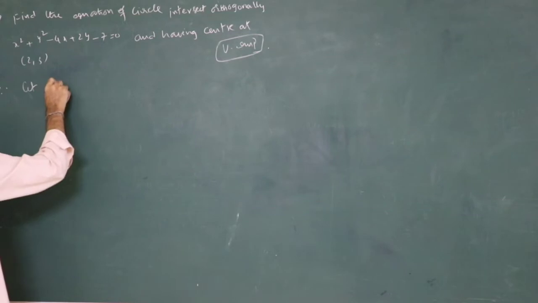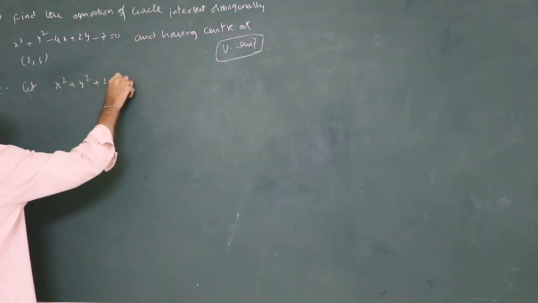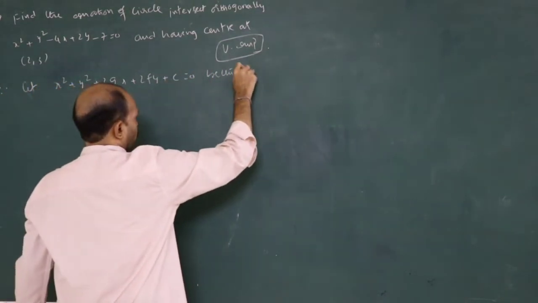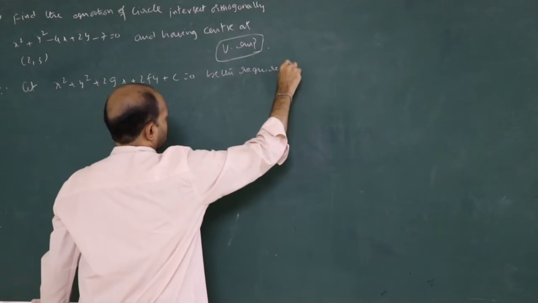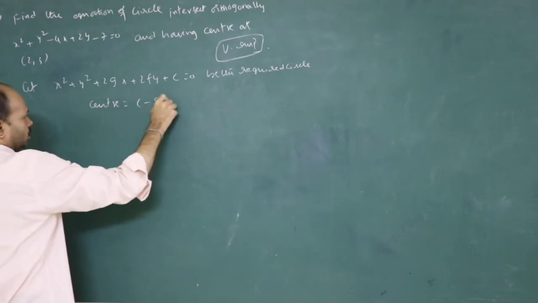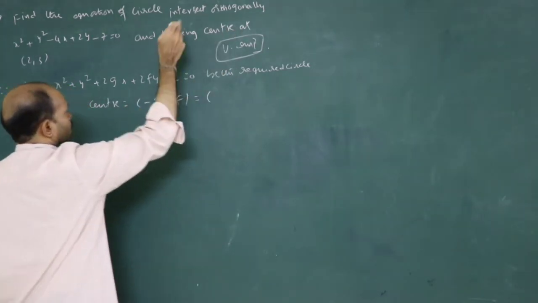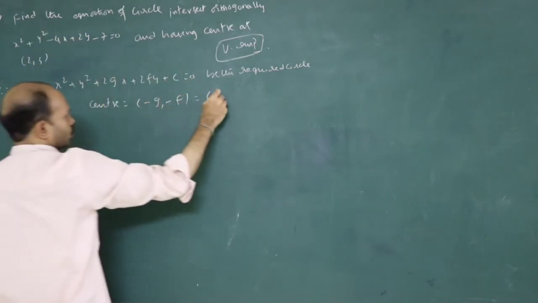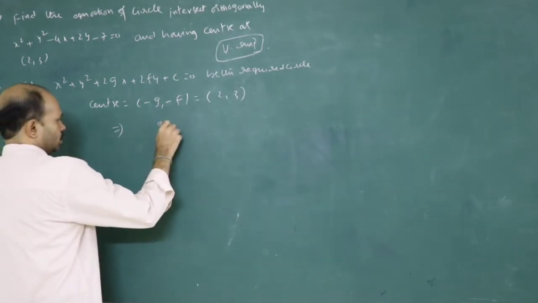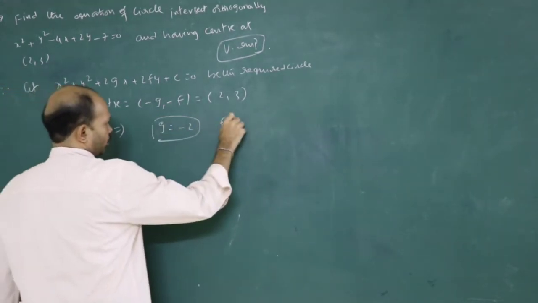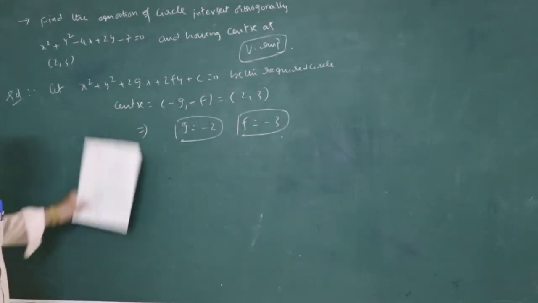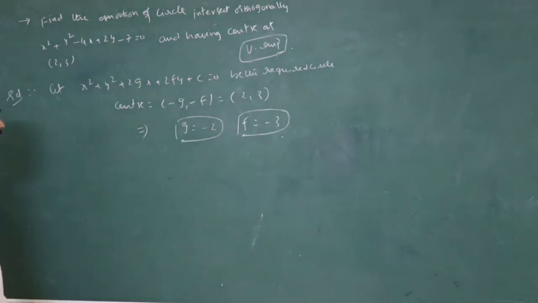Let the general equation x square plus y square plus 2gx plus 2fy plus c is equal to 0 be the required circle. Center is equal to (minus g, minus f). Given the center is (2, 3), by comparison, g is equal to minus 2 and f is equal to minus 3. So we have to find the value of c. C is the only unknown.